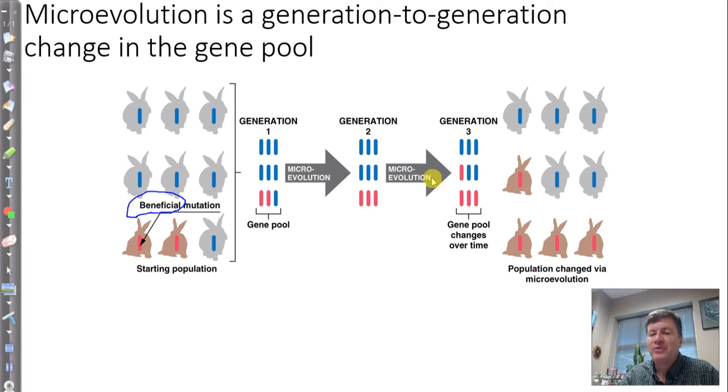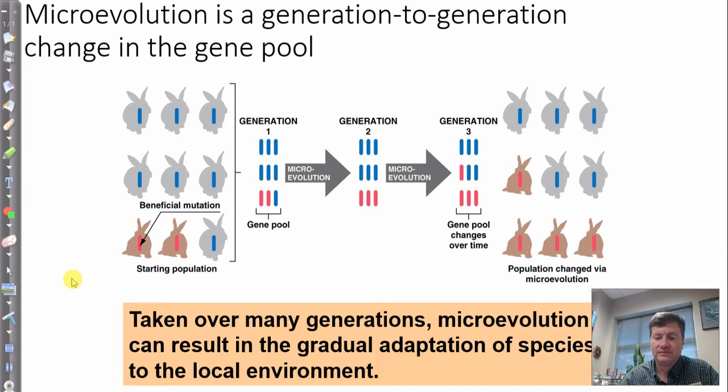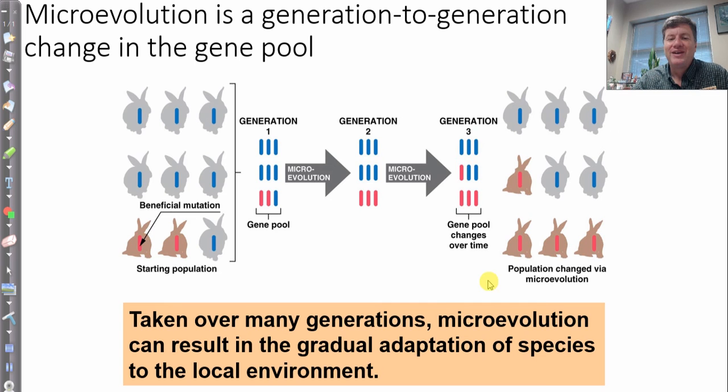Again, understand what a gene pool is. It's all of the genes in that population made up by all of its members, but gradually it shifts. And this change is natural selection. So, I want to summarize. Taking over many generations, microevolution does result in gradual adaptation of a species. We see changes in the species over time. That's what I meant to say and skipped it.